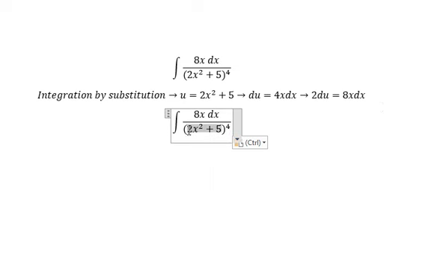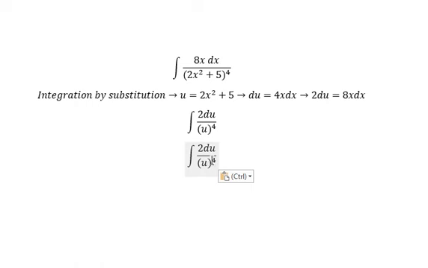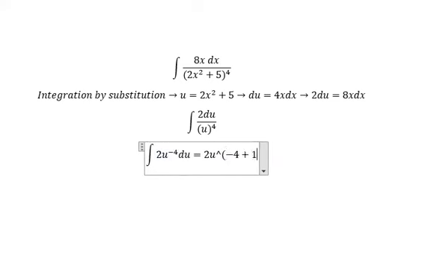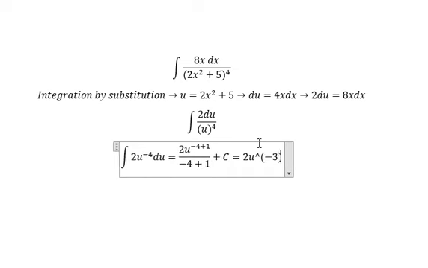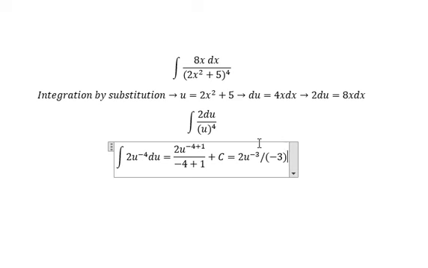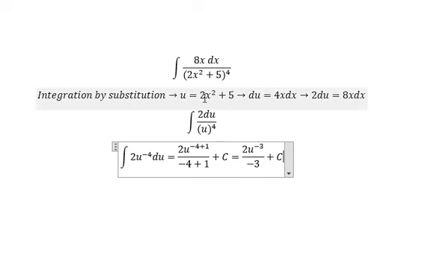This one we change for u. s ds we change for 2 du. And u to the power of 4 in the denominator, we can write like this. And we get the final answer. For u, that's this one.